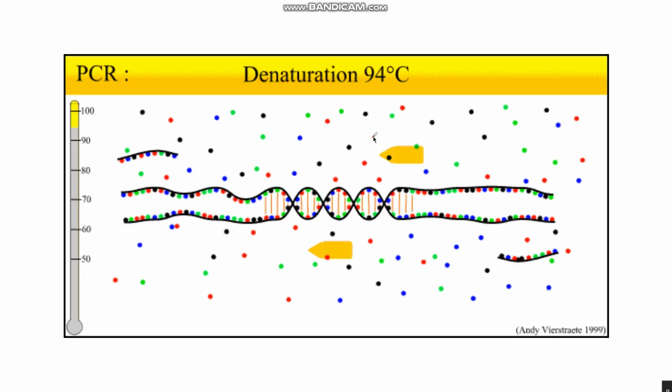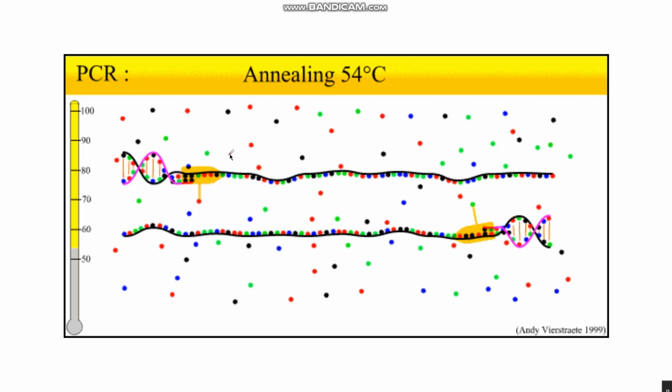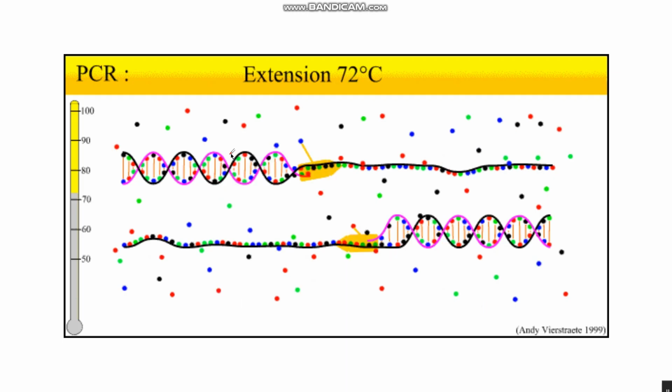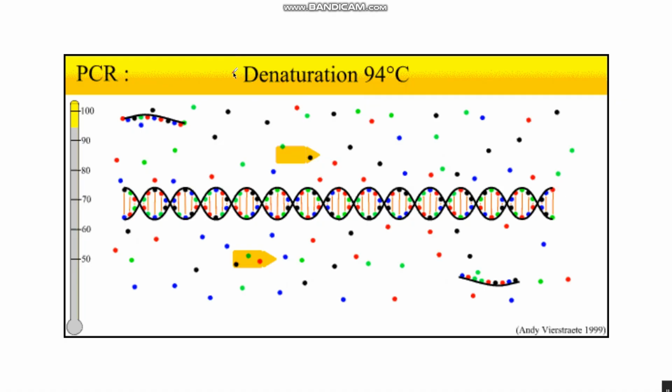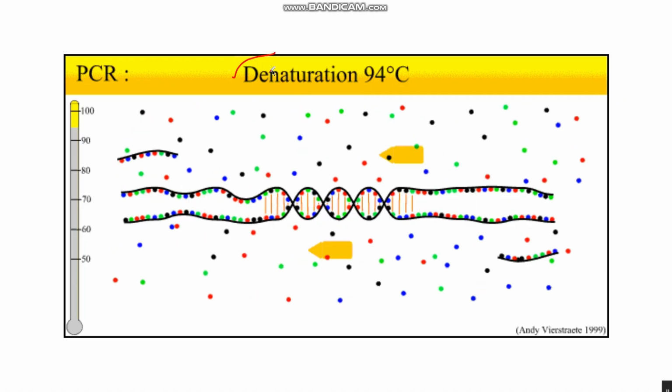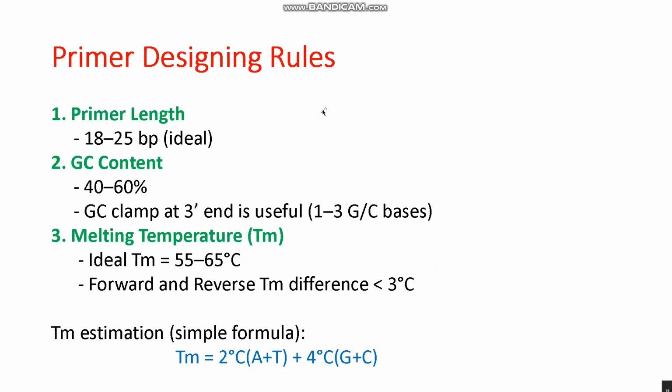So here is the animation. First of all, the denaturation, then the primer is attached, annealing occurs, and then after it, extension occurs. Okay. So now we are going towards primer designing. Okay, so there are different rules to design the primers. So we're going through the primer designing rules.